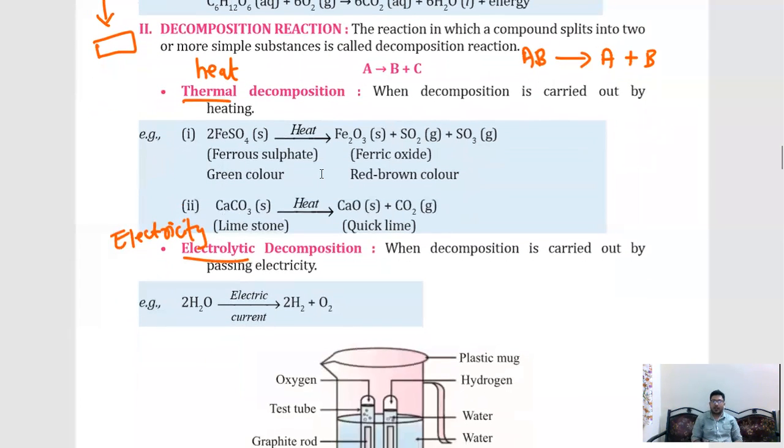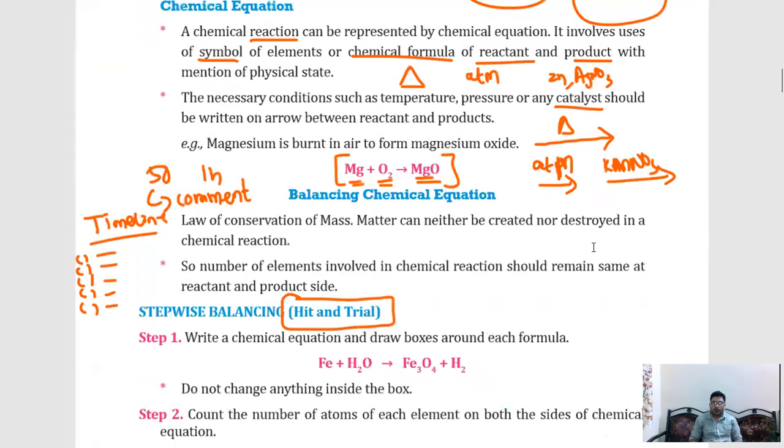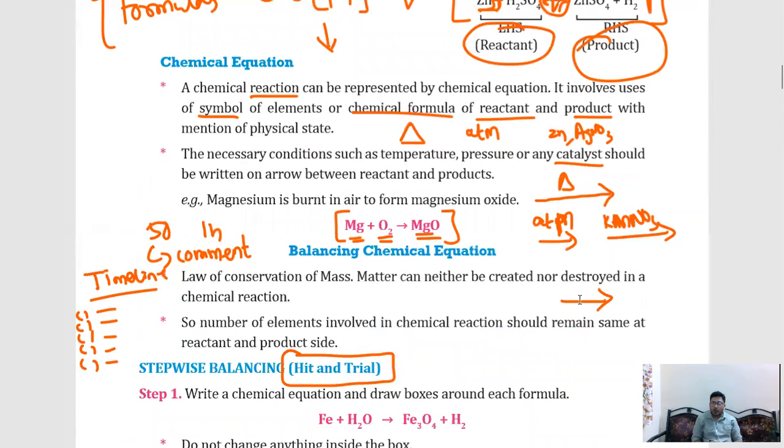You see, thermal, when decomposition is carried out by heating. For example, you take FeSO4, ferrous sulfate. If you take that ferrous sulfate salt, which will be in green color, if you want to split that ferrous sulfate into 2 to 3 products, what you have to do? Guys, if you remember, here I told you one thing. On this arrow mark, you have to represent maybe heat, maybe light, maybe atmospheric pressure, whatever it may be.